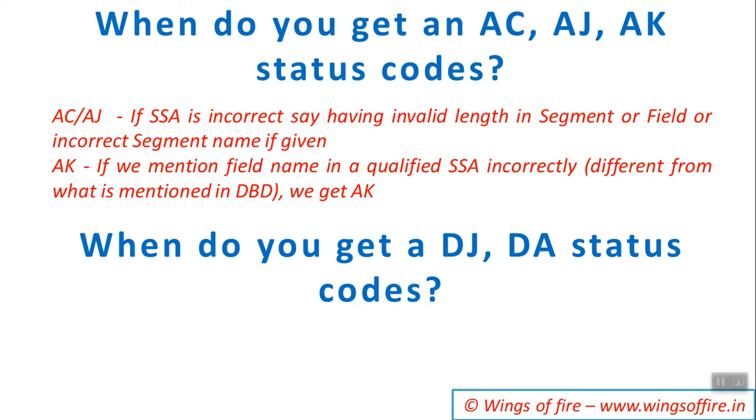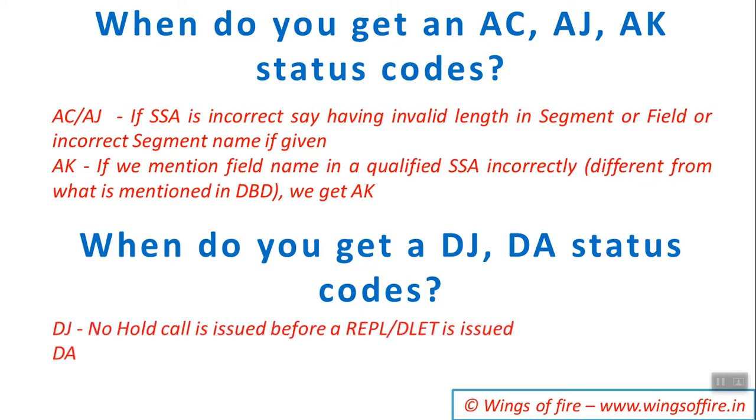and you're trying to replace or delete, you'll be getting DJ. When you're trying to do a replace, if you're disturbing the key value, it could be a primary key or a constraint in a child segment also, you'll be getting the DA status code. If no hold call is issued before replace or delete, you'll get a DJ. If a replace call is trying to change the key field, you'll be getting DA.